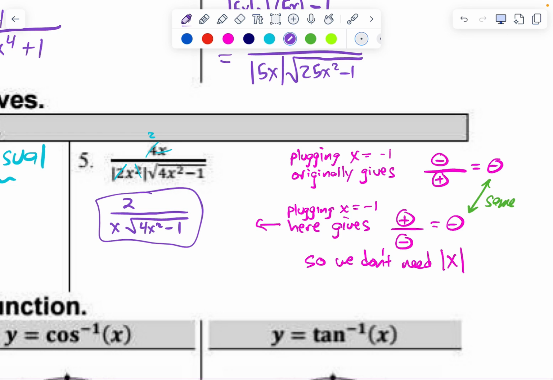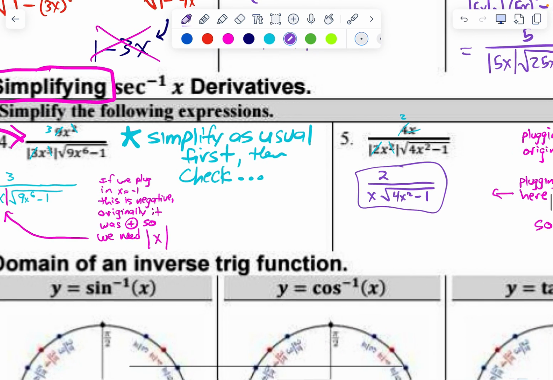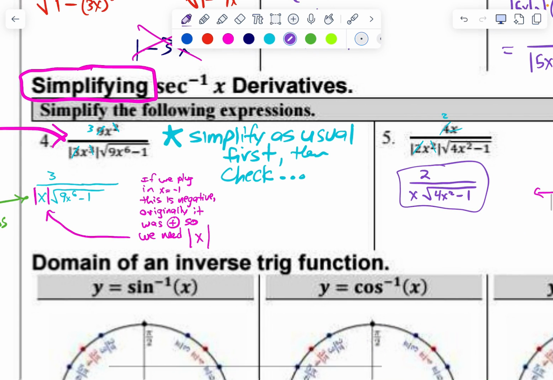Okay. We could go back to this one and say, into the original. Original, it was positive over positive. Versus positive over negative.